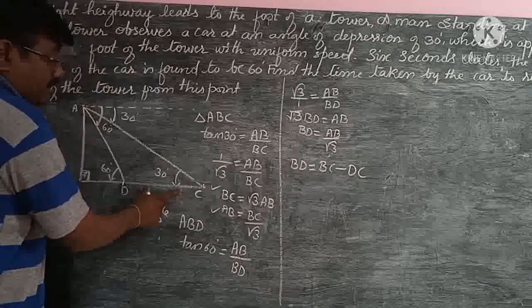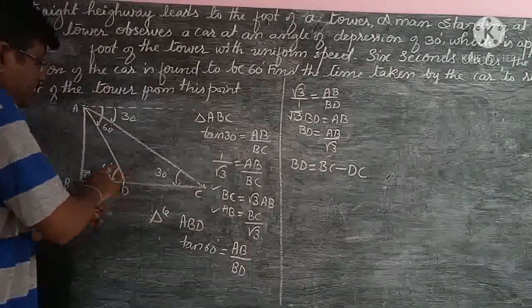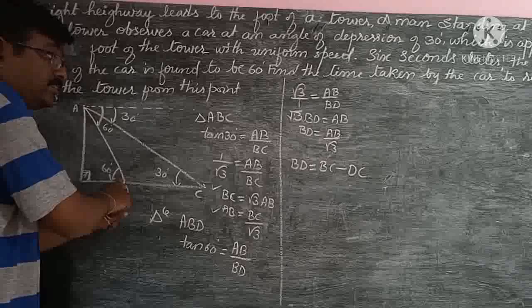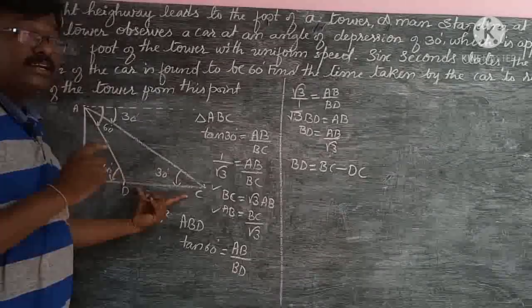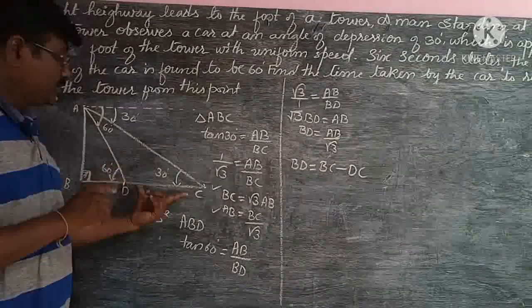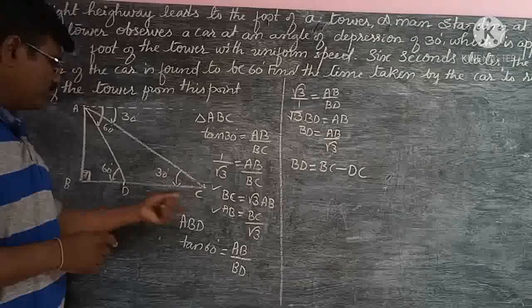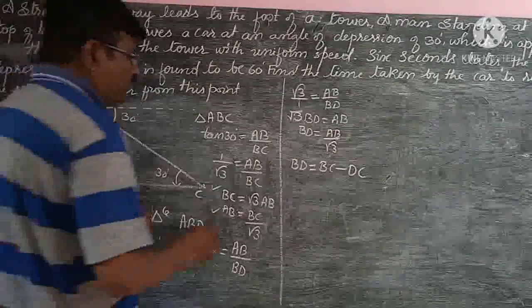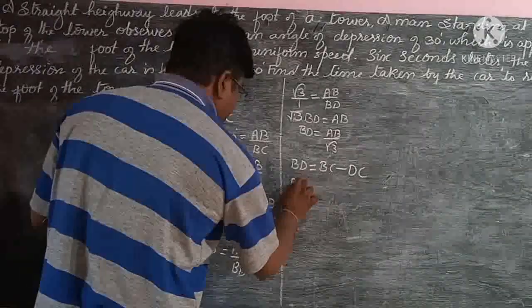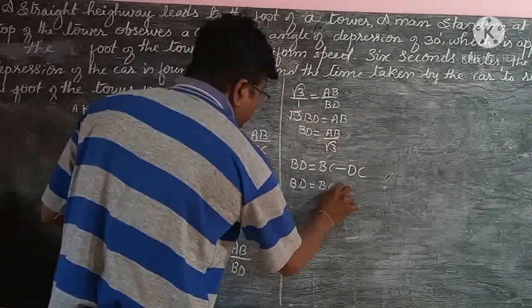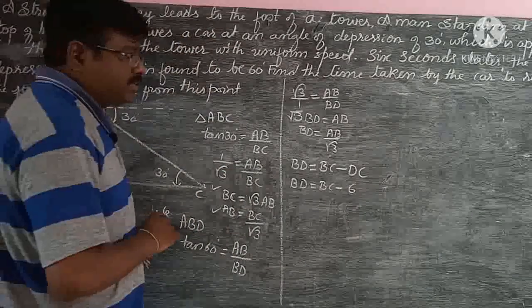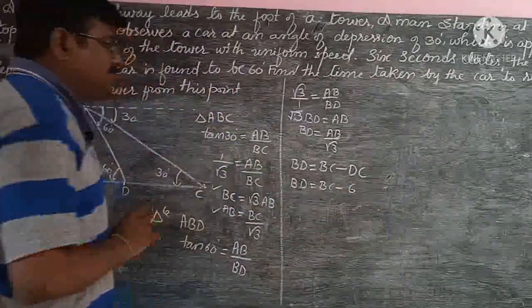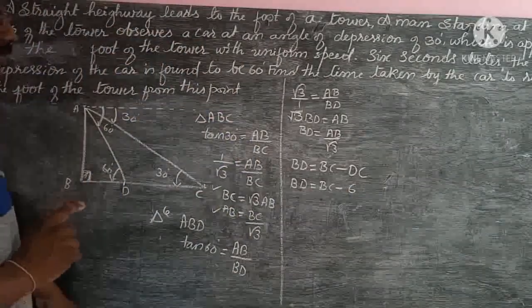How much time from C to D? After 6 seconds the car reaches the point D. Therefore DC is the time taken to cover this distance, which is 6 seconds. So here we write BD is equal to BC minus 6 seconds.